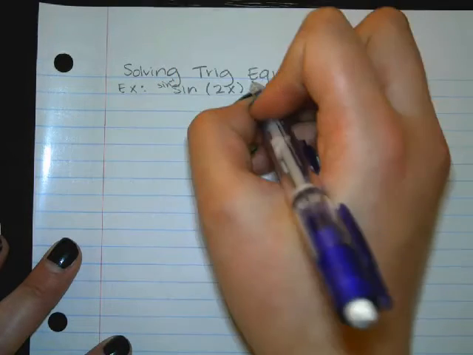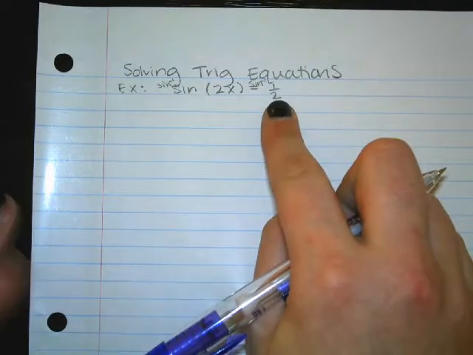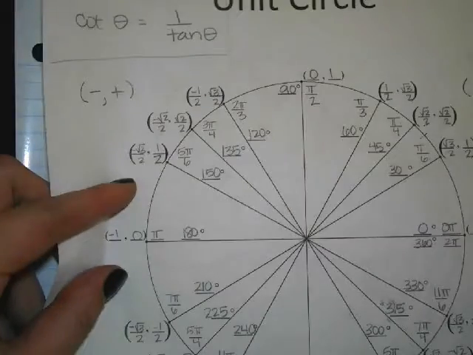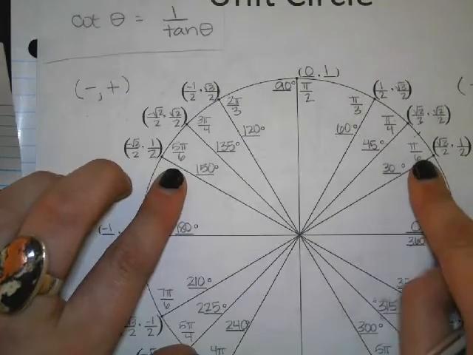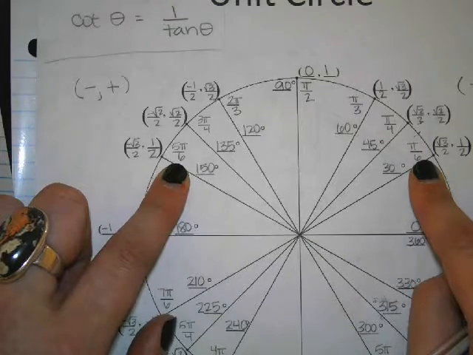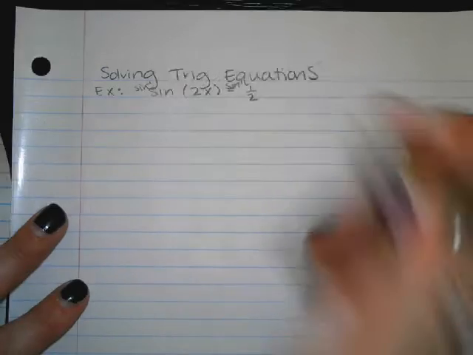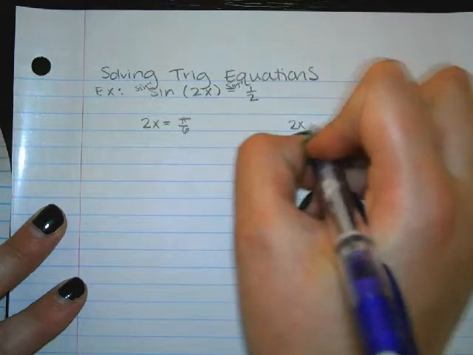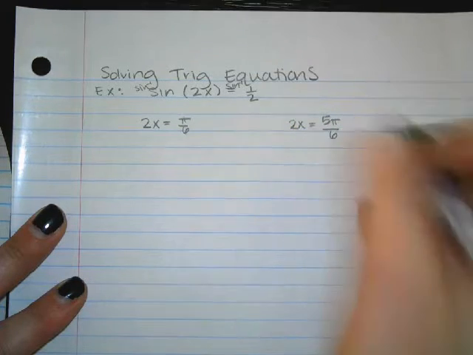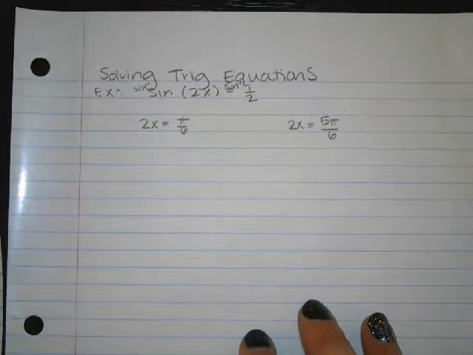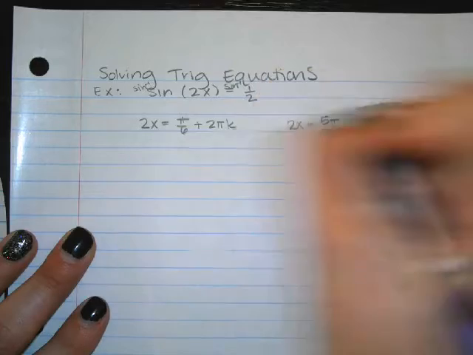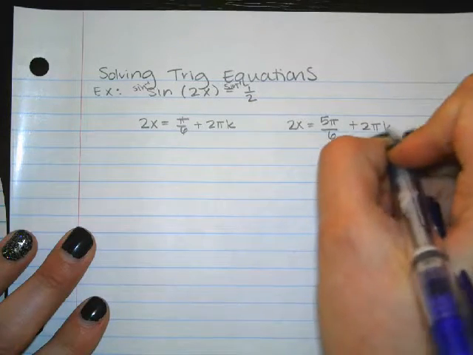So we're still looking at our unit circle and trying to figure out where on the unit circle we have a y coordinate of positive 1/2. If we look at our unit circle, pi over 6 and 5 pi over 6. Here's what I'm going to write. I'm going to say 2x equals pi over 6, 2x equals 5 pi over 6. And since this is a sine equation, I'm going to write plus 2 pi k.